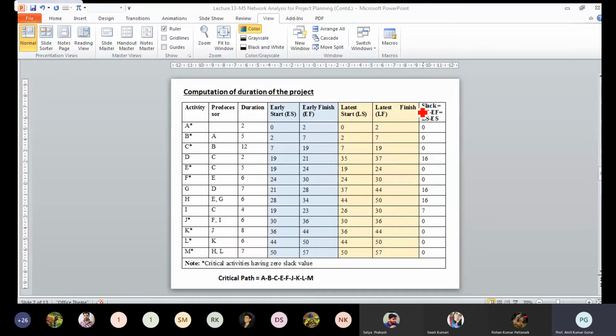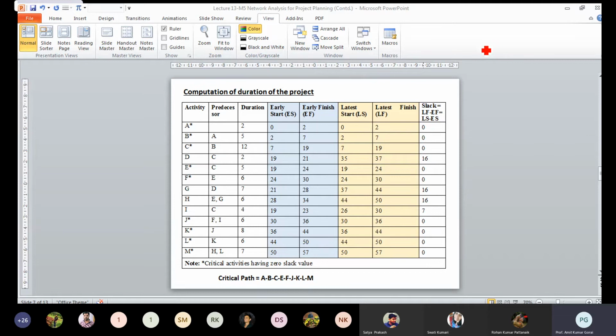So just go through the equations we have discussed and written. During the forward pass you take the maximum of multiple paths, whereas during the backward pass you take the minimum value if multiple activities follow a particular task. That way we calculate these values for all the tasks: when a particular task can start and when it will finish, the early start and early finish, the late start and late finish, and how to identify the slack and critical path.